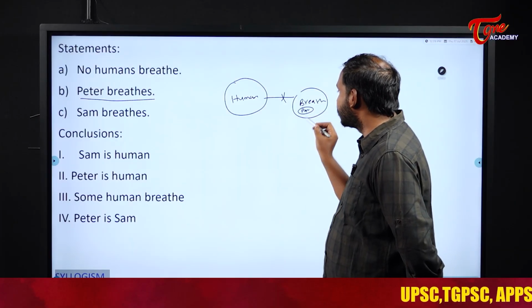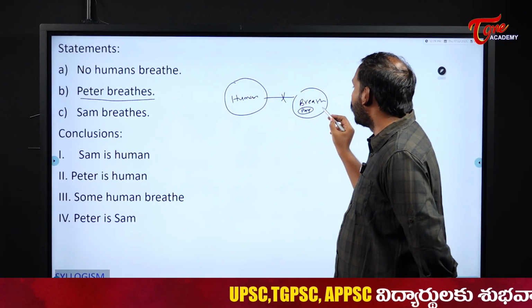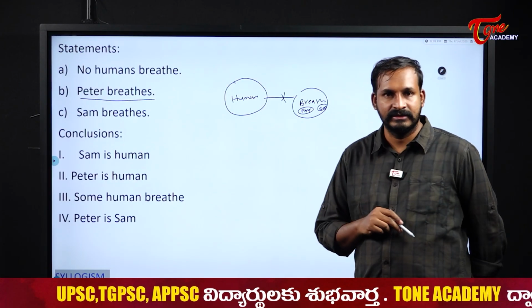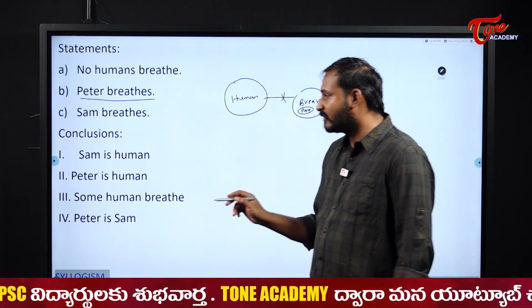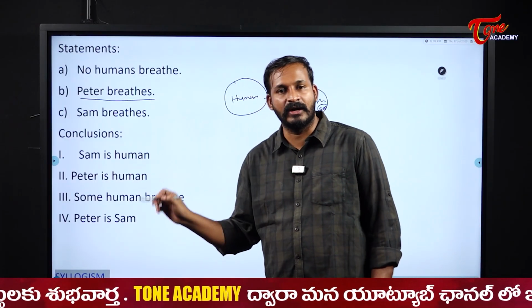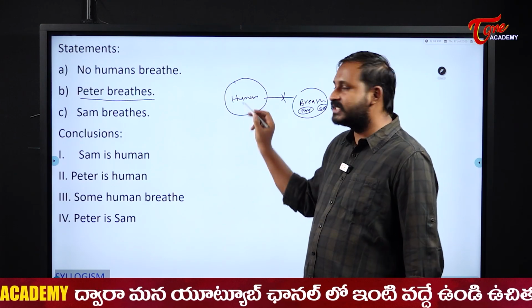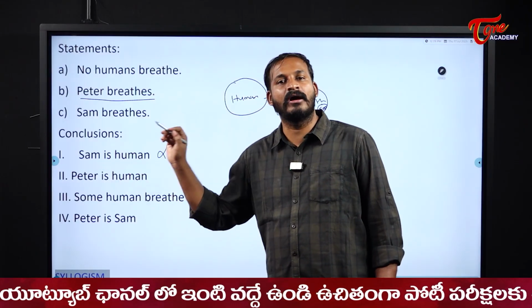Okay, I will draw Peter completely inside breathe. Next, Sam breathes means what? All Sam breathes. I will draw inside that one. Peter breathes, Sam breathes. I will draw inside that one. Okay, now conclusion. Sam is human. What does it mean? All Sam is human. Is there any relation between Sam and human here? No. So that is gone.